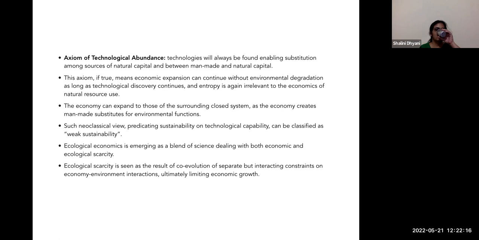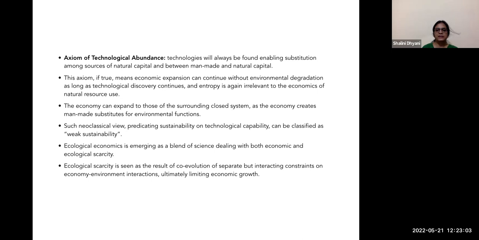So this axiom also means that we can continue doing the kind of economic expansion that we are doing without actually degrading the environment, because as technological interventions and discoveries take place, the entropy discussion is very irrelevant in that way. It says that whenever there is highest entropy, the energy will be of no use, whereas the axiom of technological abundance says that as our technology improves, we will always find resources to run this planet. So the economy can expand in a closed system as the economy creates man-made substitutes for environmental functions.